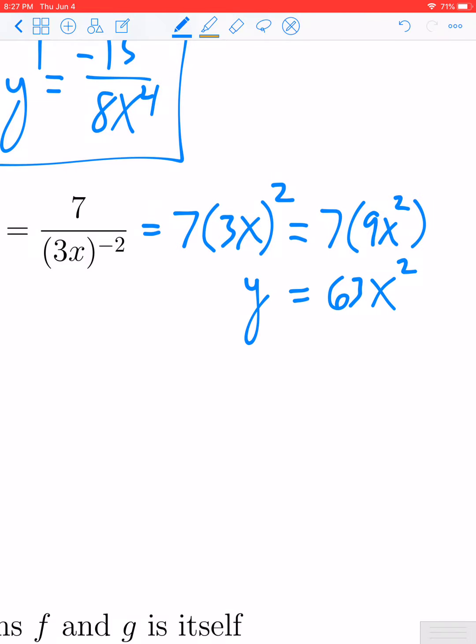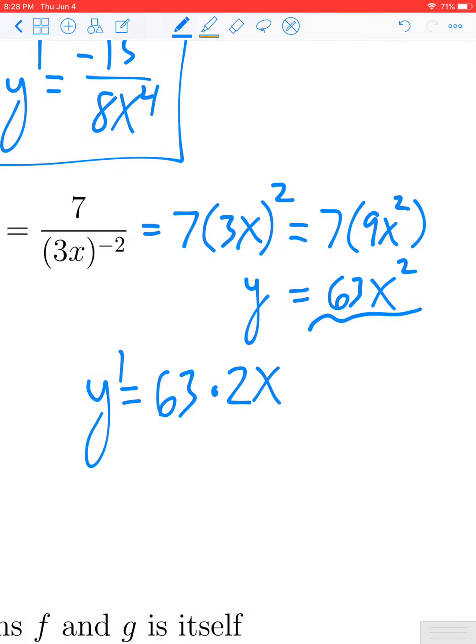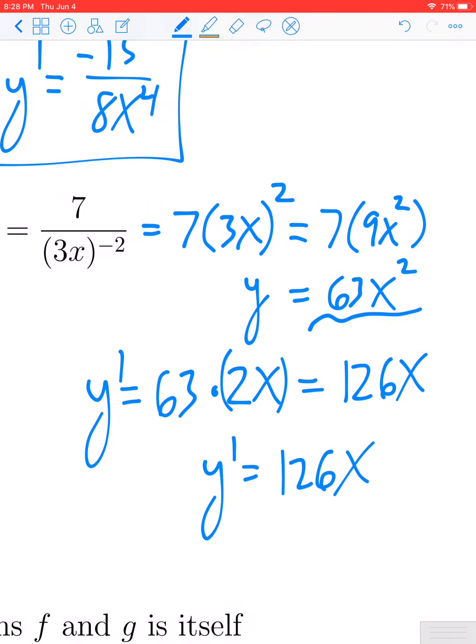Okay. Very important to realize and to keep in mind that we haven't done any calculus yet. That was simply all algebra in order to write it in a form that makes it easy for us to apply our calculus rules. We have our constant multiple rule, which says we can keep the 63 as it is. The derivative of x squared is 2x. And then 63 times 2 is going to give us 126x. So for this function, the derivative, y prime, is equal to 126x.